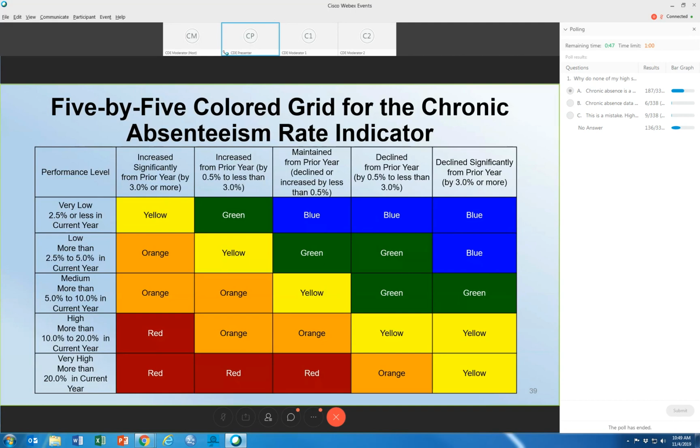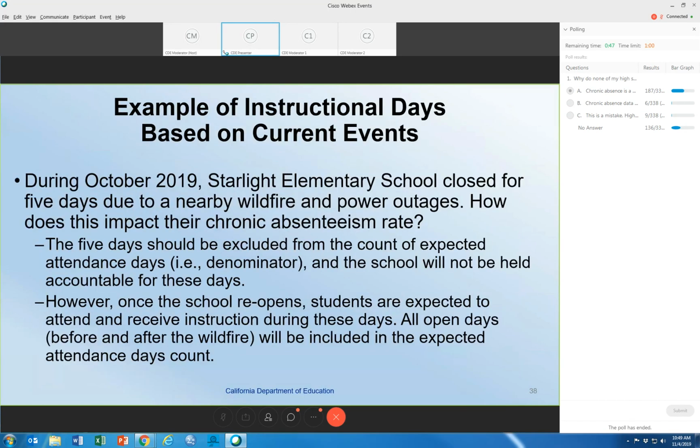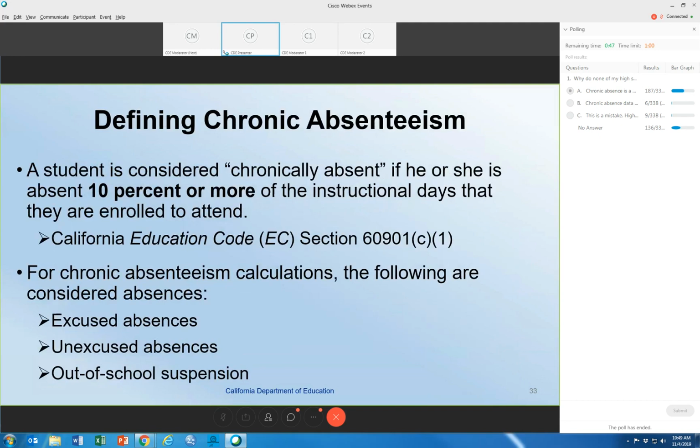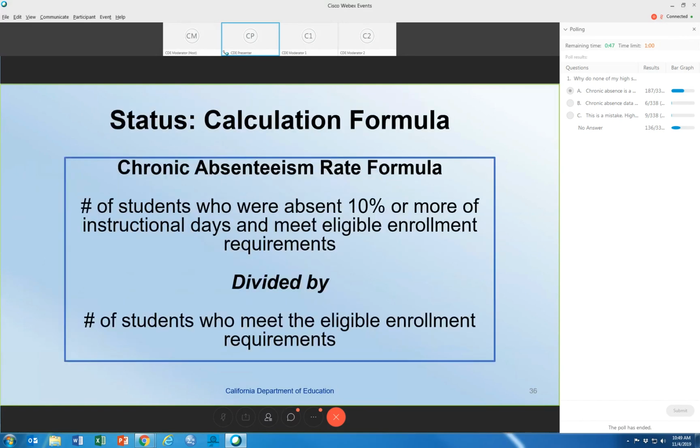Can we review slides 33 and 37 again? 33. No, 33 should be the status calculation formula. Our slides, we have a little bit more because we have answers to the polling questions. Oh, okay, got it. That could be confusing. Okay. Oh, yeah. Thank you, Betty.